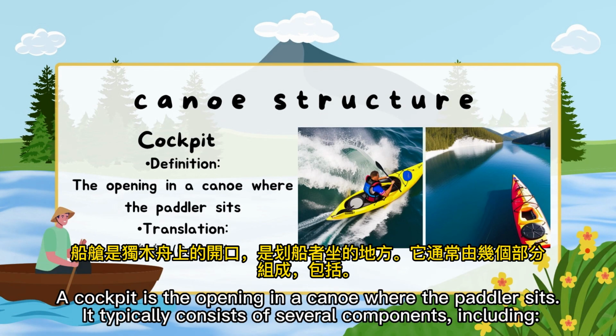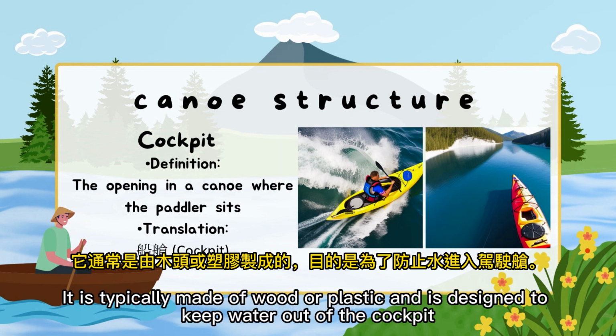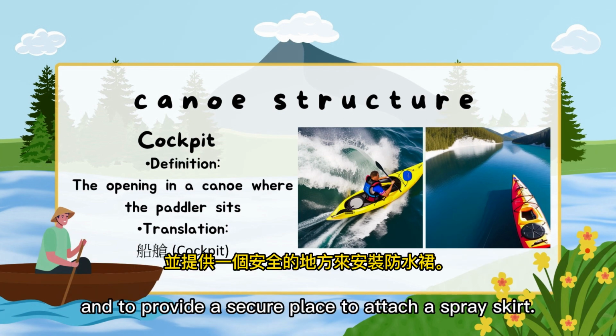A cockpit is the opening in a canoe where the paddler sits. It typically consists of several components, including the coaming. This is the raised rim that surrounds the cockpit opening. It is typically made of wood or plastic and is designed to keep water out of the cockpit and to provide a secure place to attach a spray skirt.